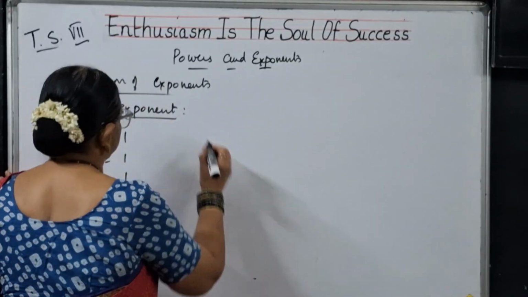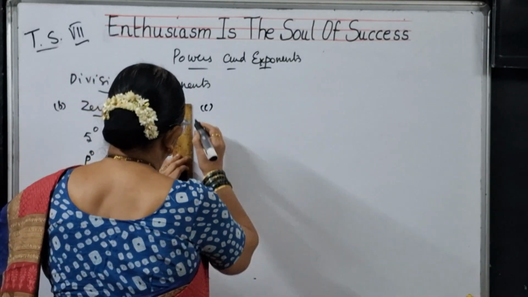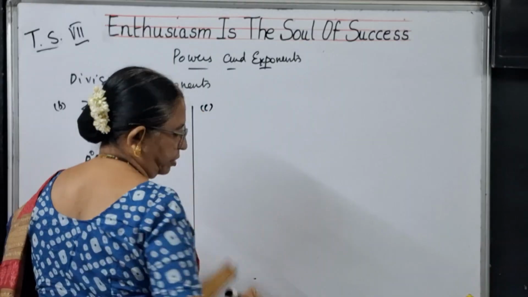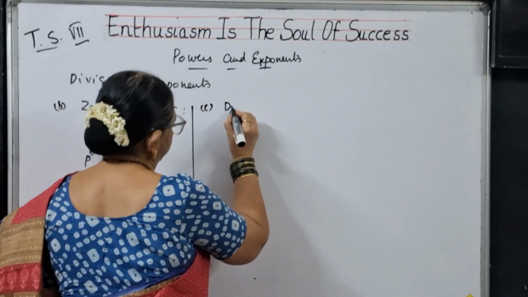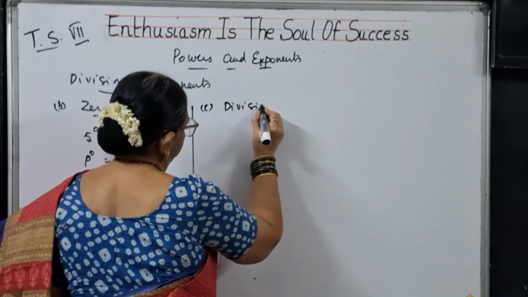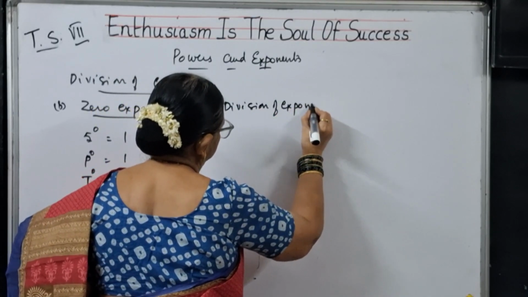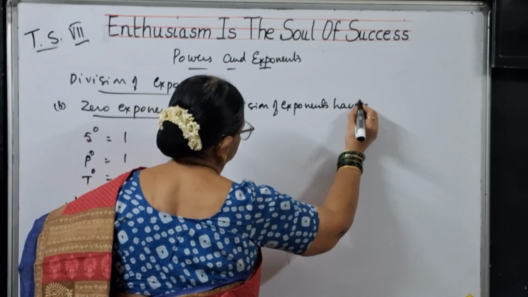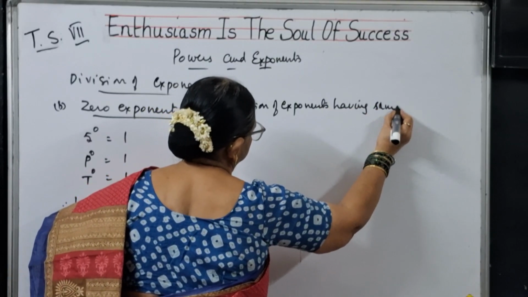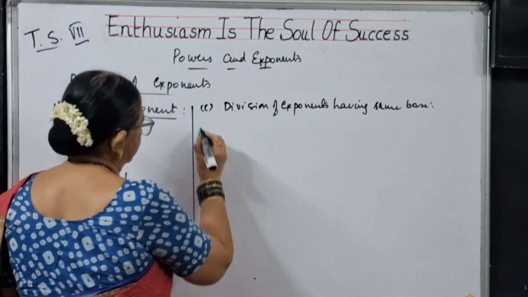Next, there is a part C in it. Division of exponents having same base. So let us see example 11.